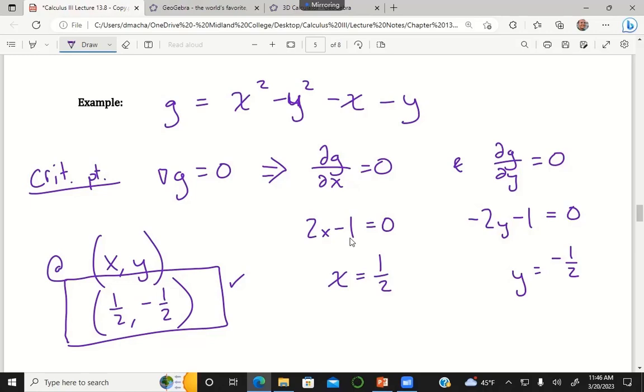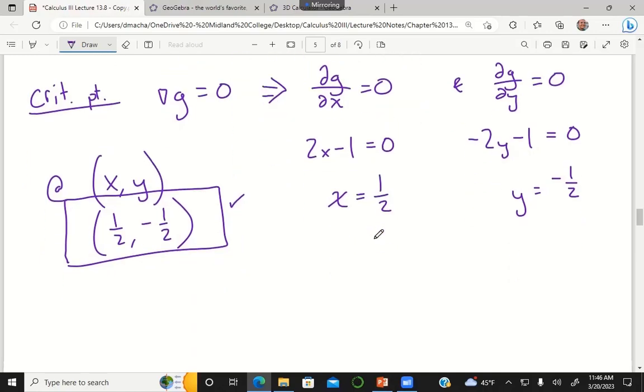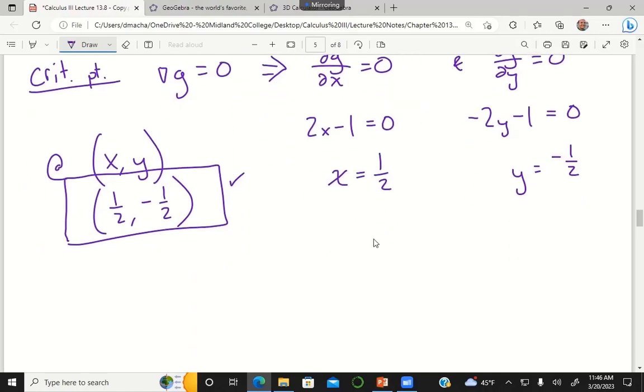I don't know yet whether this critical point is going to be a maximum or a minimum or a saddle point. So one thing I'm going to try is to take the determinant of the Hessian matrix. For a 2x2 Hessian matrix like this, the determinant is going to be fxx times fyy minus fxy squared.